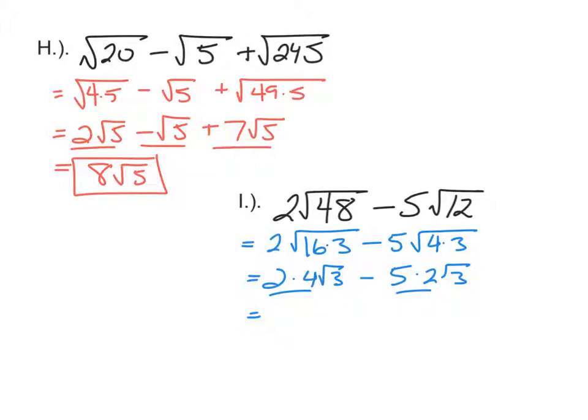Multiplying the two coefficients that are out in front, 2 times 4 is 8, and 5 times 2 is 10. Again, now we have like radicals because they're both square root of 3's. So now we just have to subtract them. 8 root 3's minus 10 root 3's, 8 minus 10 is negative 2. So we'll have negative 2 square root of 3 as our final answer.